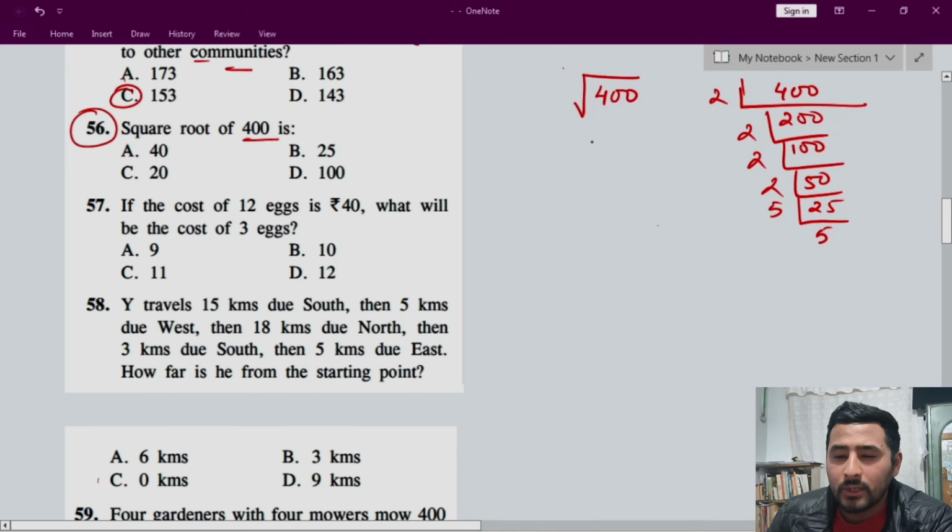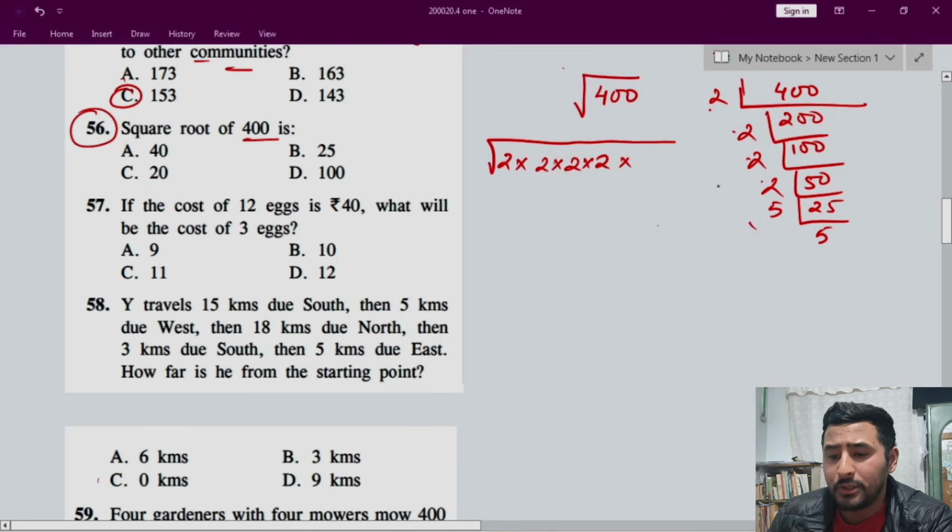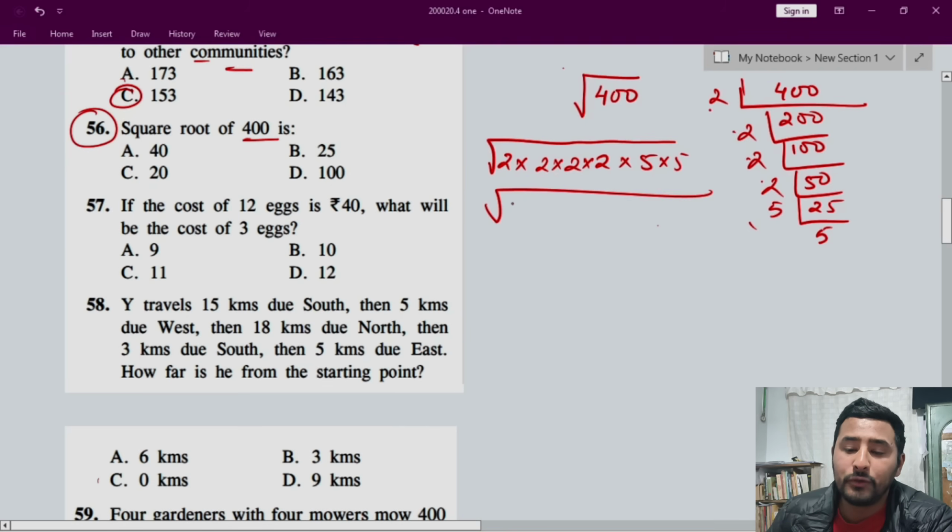So write it down here. How many 2s? 1, 2, 3, 4. 4 2s. Multiplied by how many 5s? 5 into 5. Now pair the 2s. 2 into 2, 2 into 2, and 5 into 5.